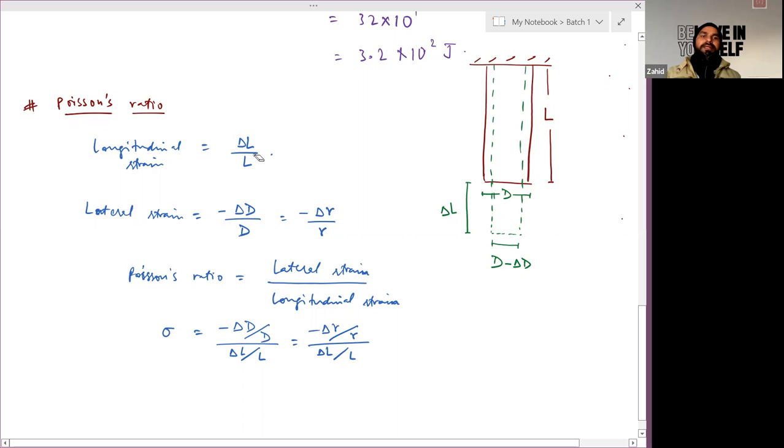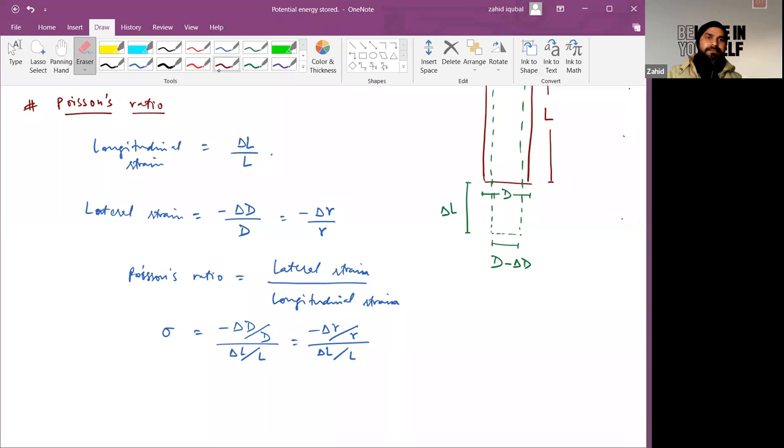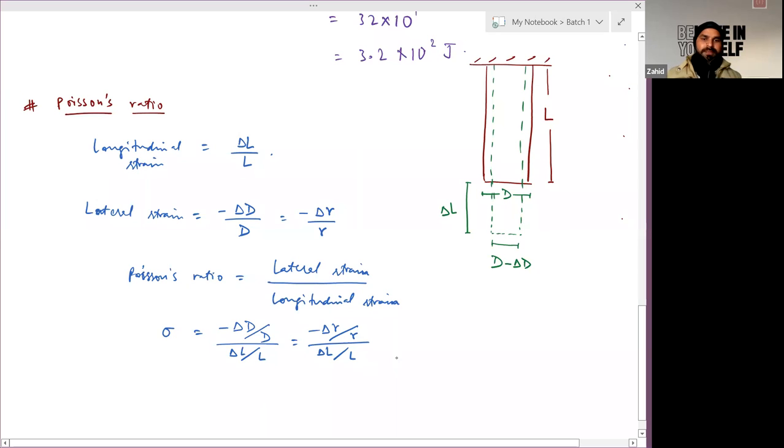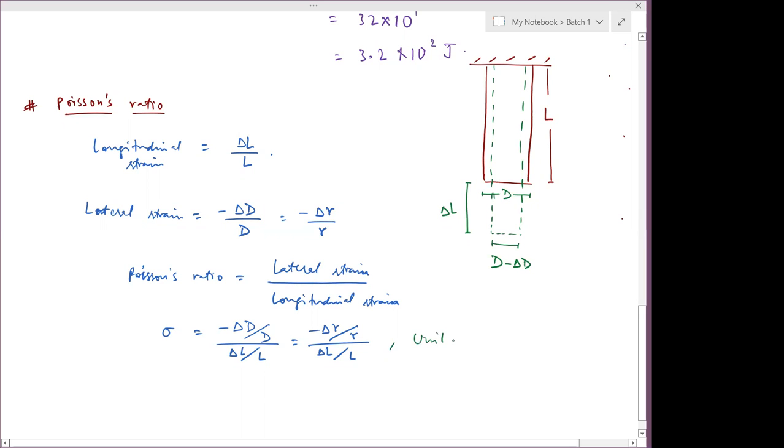Just see this particular part. It is the ratio of change in length to its original length. Both have the same unit, so they will cancel out. So the longitudinal strain will be a unitless quantity. Similarly, for lateral strain, diameter and diameter are both measurements of length, so the unit will get cancelled out. So it will again be a unitless quantity. And the ratio of two unitless quantities, that is Poisson's ratio, will also be a unitless term. Is it clear? Yes, sir. So this particular quantity will be unitless.